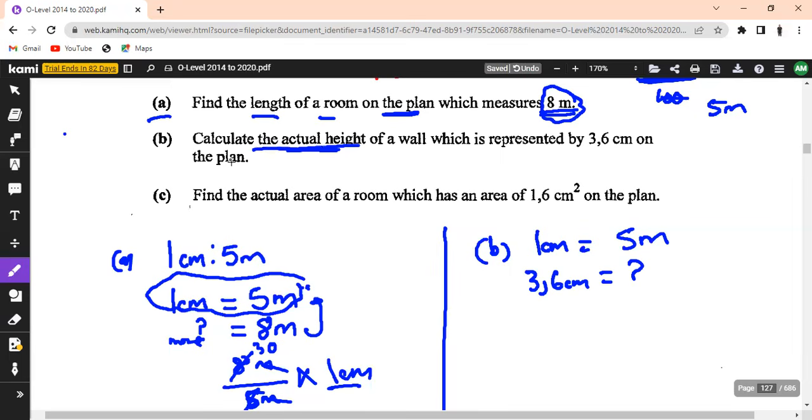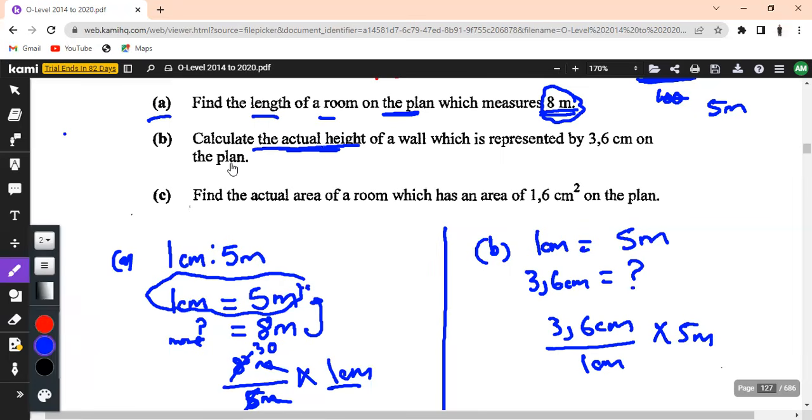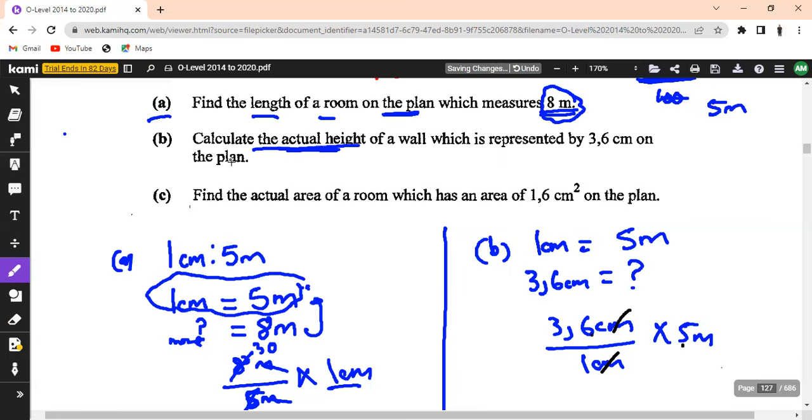So that is your meters. So it's going to be 3.6 centimeters over 1 centimeter times 5 meters. Make sure that you watch the video on scale and maps there so that you can understand this part, the basics of it. So the centimeter and centimeter cancel, then multiply here 5 times 6, that's 30.